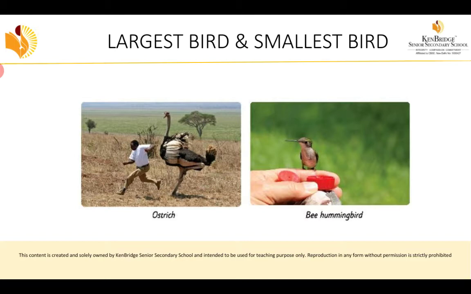The height of the ostrich is more than the height of humans. So, it's the largest bird, and the smallest bird is the bee hummingbird. So, the largest bird is the ostrich and the smallest bird is the bee hummingbird.